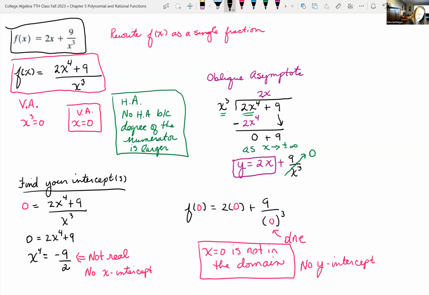Okay, so plotting what we have. And I guess we could have seen that by looking at that vertical asymptote. We can't cross a vertical asymptote, and our vertical asymptote was our y-axis. So that's another way that we could have shown that there was no y-intercept in this case.